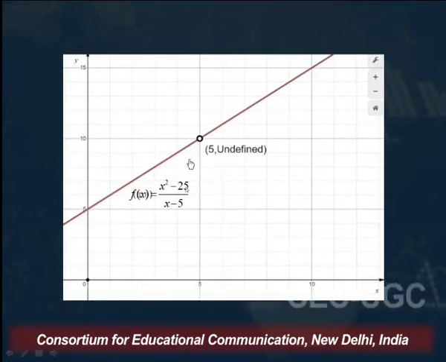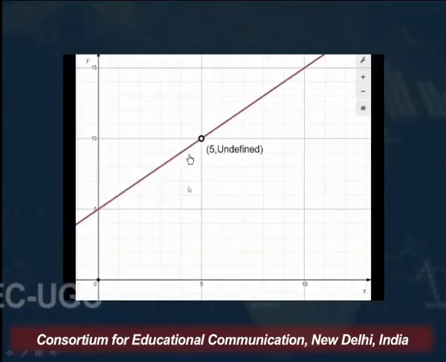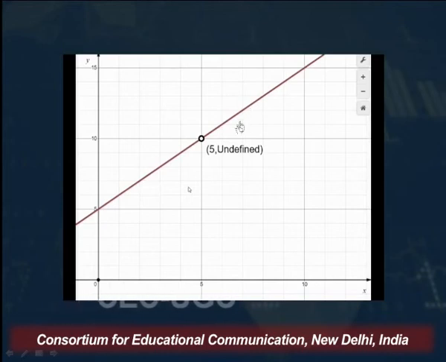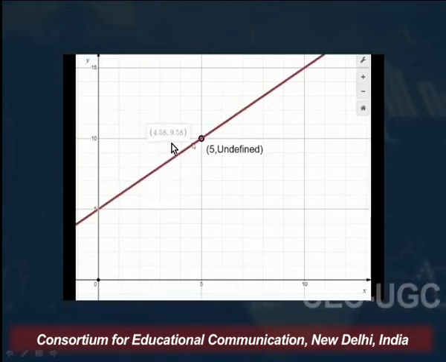Now we can again approach 5 either from values of x less than 5 or from values of x greater than 5, right? Either way we can approach this number x equal to 5. And again we can slide along this graph. Let's see how the values change. So again let's look at a couple of values.